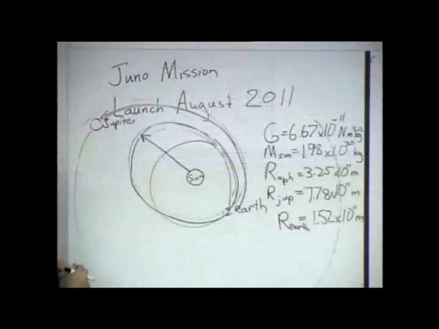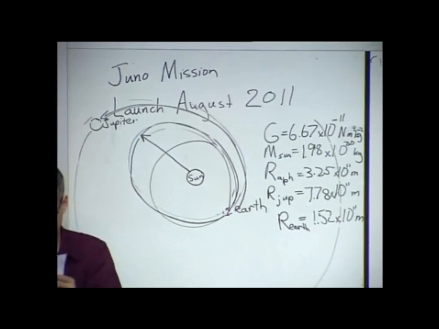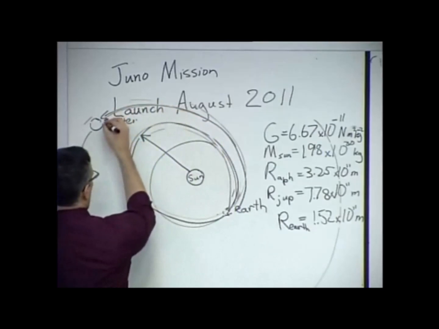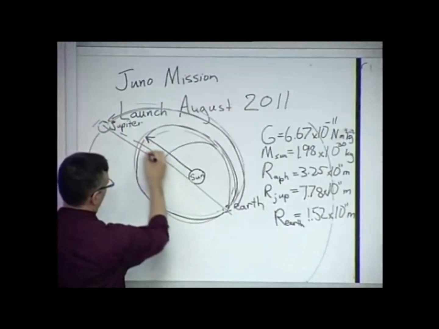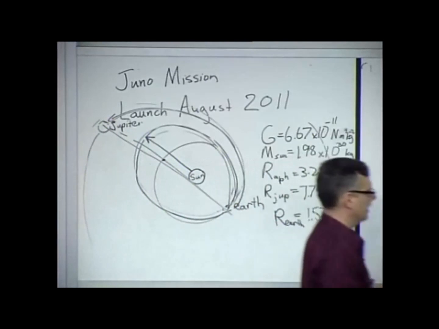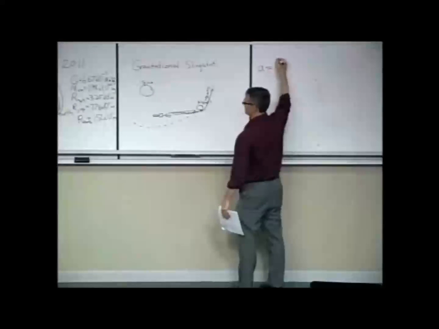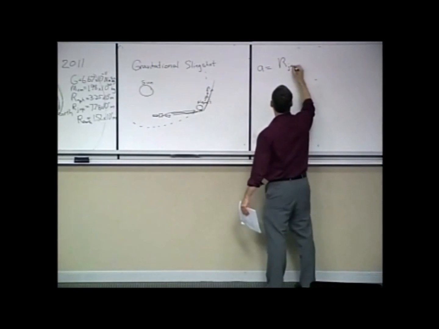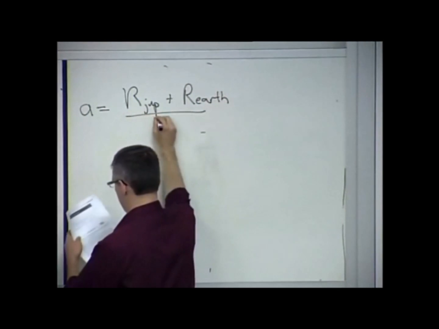So, okay, Jupiter's up there, Earth is here. What is the semi-major axis of that second orbit? So that's basically this distance divided by 2, the center of this ellipse. Well, we can say that that one is going to be r Jupiter plus r Earth divided by 2.